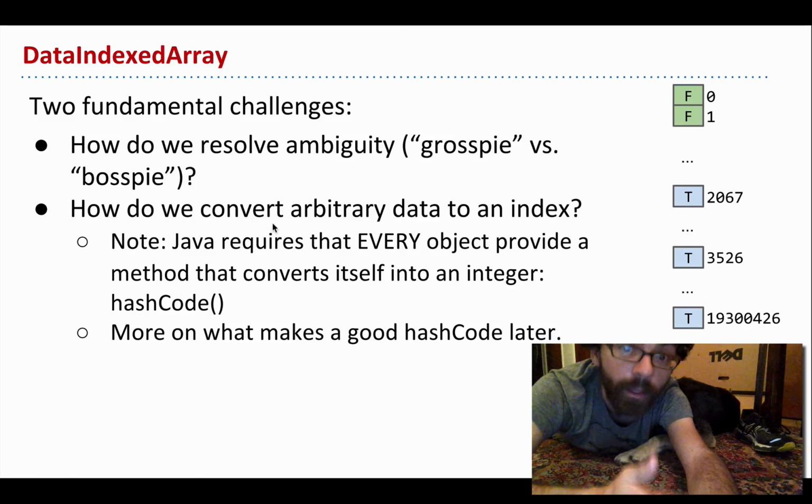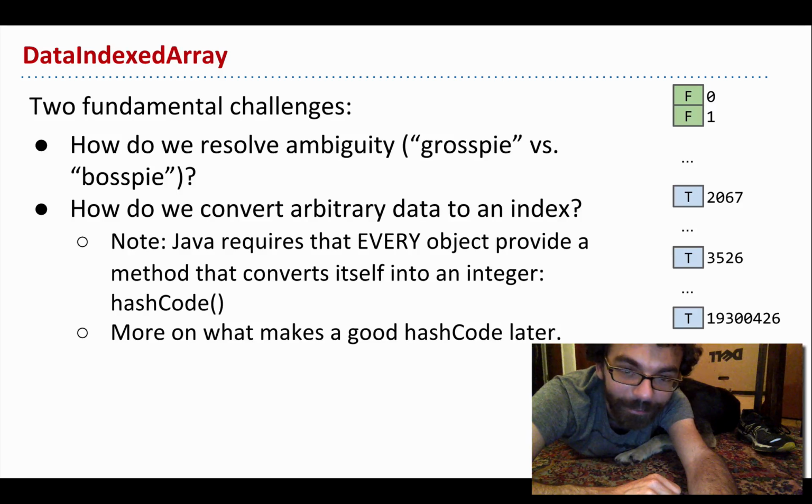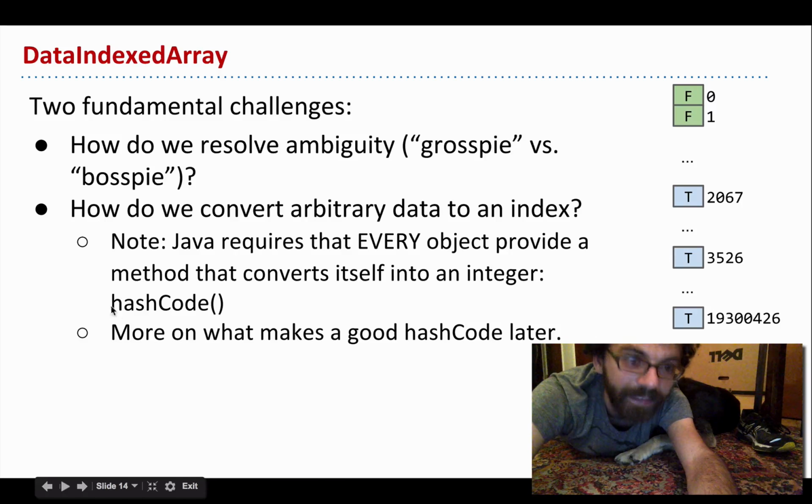And I'll mention that, by the way, this principle we're using is not just some silly thing that I'm making up as we go. In fact, this idea of taking data, any object, and turning it into an integer is so fundamental that it is one of the few things that all objects must do. That is hash code. Hash code is this number right here. And so we'll talk about this at the very end of this lecture as to what makes a good hash code. But ultimately, if we want to make this data indexed array into a real usable thing, we're going to have to solve these two challenges.